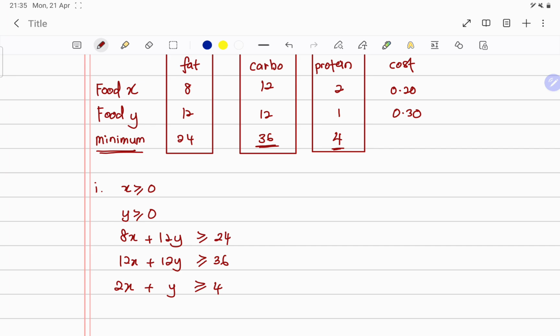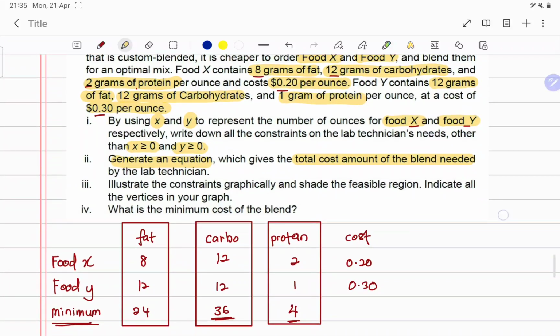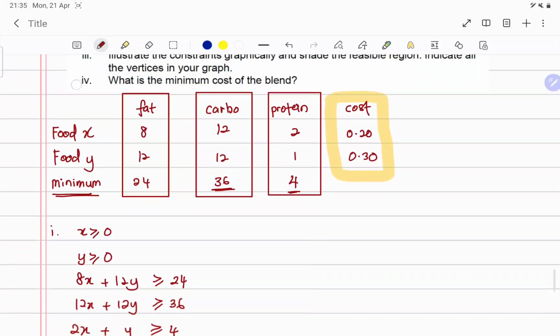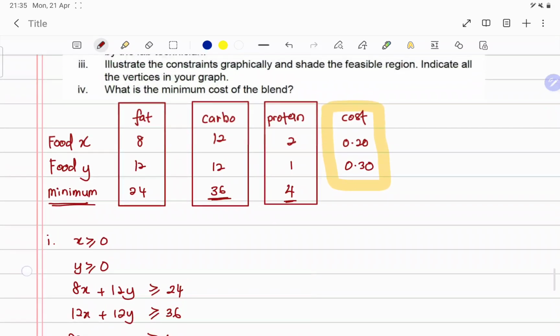Now for question 2, they ask you to generate an equation that gives the total cost amount of blend needed. So for total cost, we already have cost here, right? So if you see, for cost we can use the variable c to find c.